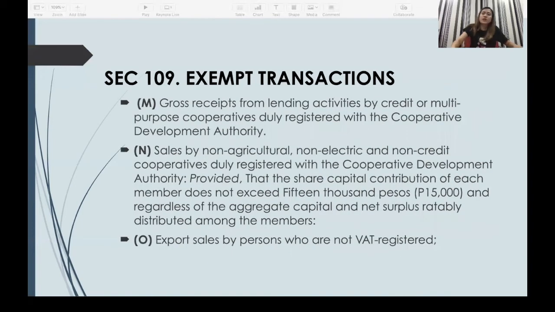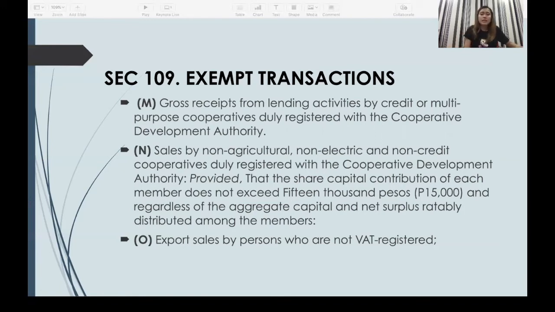Next is gross receipts from lending activities by credit or multi-purpose cooperatives duly registered with the CDA. Here, limited only to lending activities. If it is multi-purpose, meaning engaged into various businesses, still only the lending activity. Kasi pwede namang si credit cooperative, nagtayo ng canteen, it is not engaged into lending activity. So, the income derived from that business is subject to VAT. Pero pag lending activity, yun lang yung VAT exempt. Also, regardless kung member or not member ng cooperative yung pinapautang, it doesn't matter, still VAT exempt. If non-lending in nature na yung business, kasi multi-purpose yun, subject to VAT.